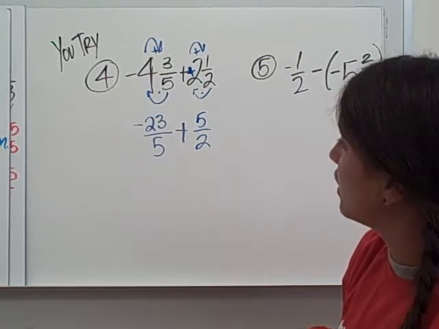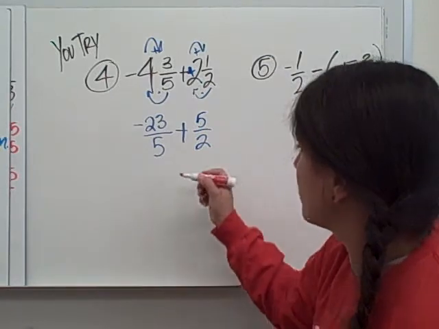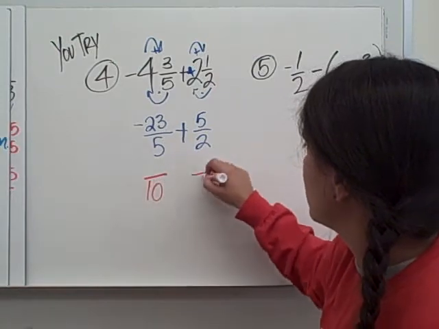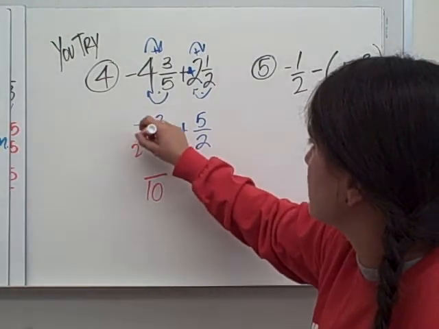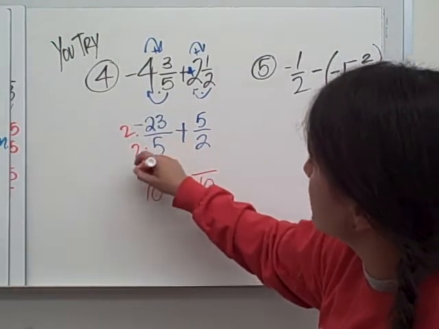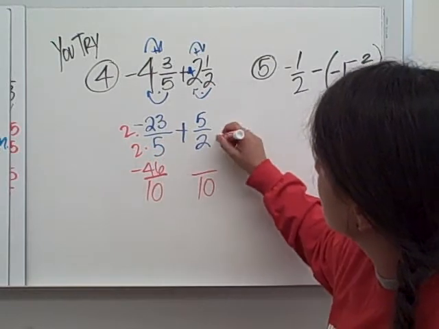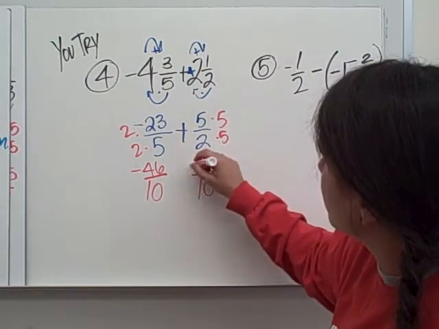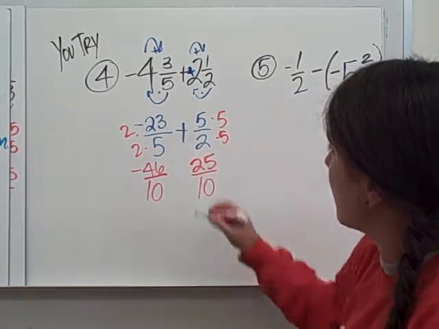I need to get a common denominator, so I'm going to use 10. And do this side times 2, and that's negative 46. Do this times 5, and that's 25.